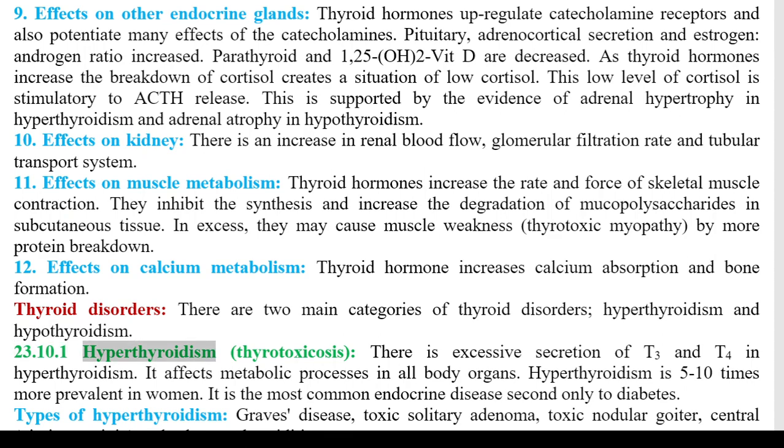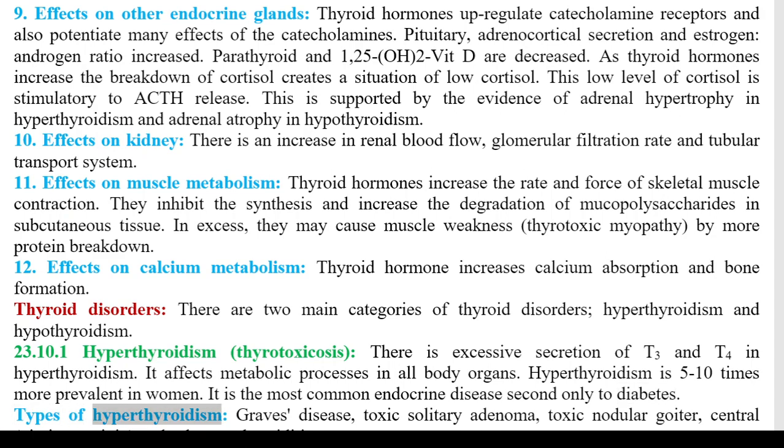23.10.1 Hyperthyroidism. Thyrotoxicosis. There is excessive secretion of T3 and T4 in hyperthyroidism. It affects metabolic processes in all body organs. Hyperthyroidism is 5 to 10 times more prevalent in women. It is the most common endocrine disease, second only to diabetes.